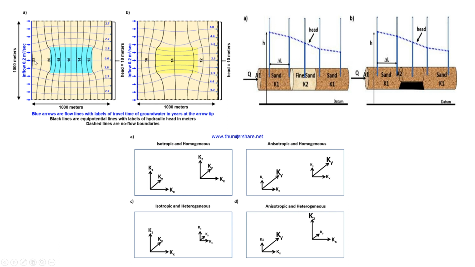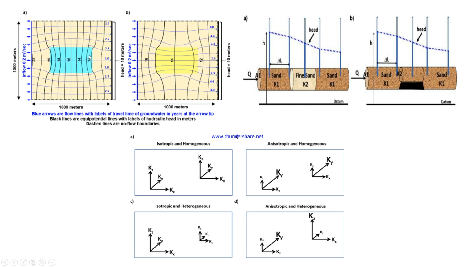Here the flow is taking place from the high in this direction. Here there is some inflow of 0.2 meter cube per second. This is the no flow boundary, the black line. The dashed line is also a no flow boundary. These are the no flow boundaries, and this is the no flow boundary. Here there is a head of 1000 meters. Here there is a head of 10 meters.